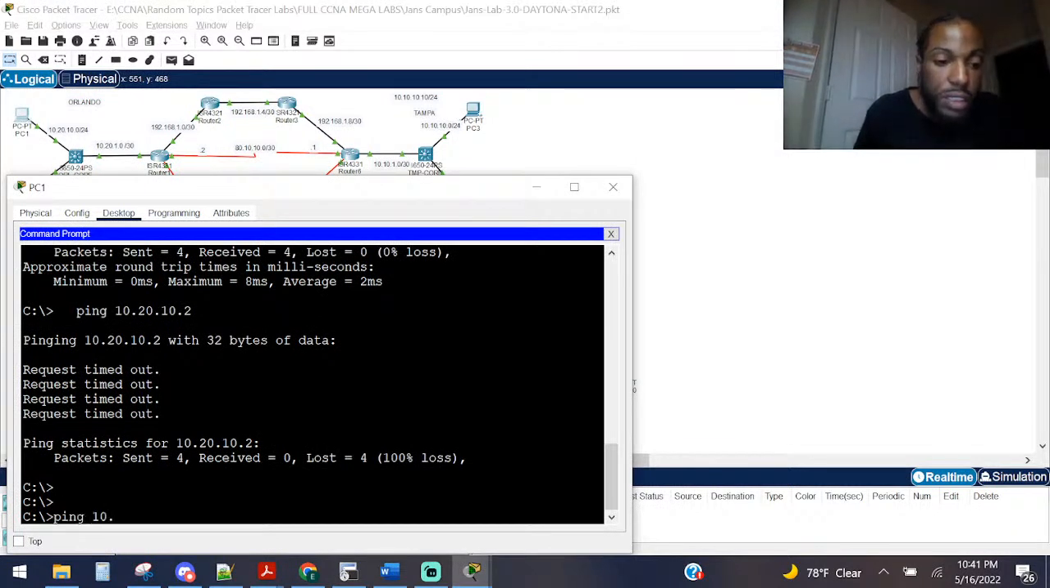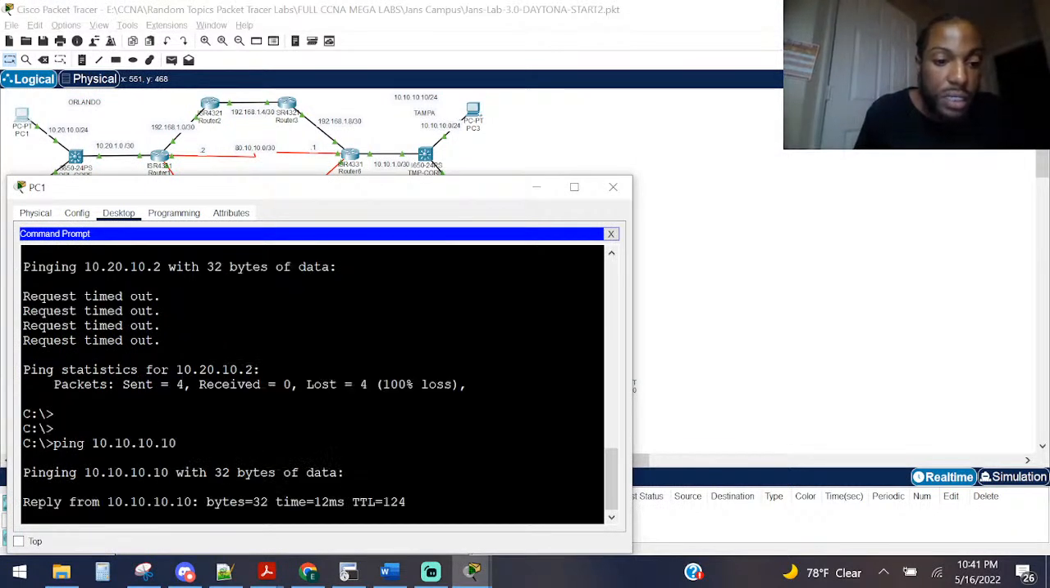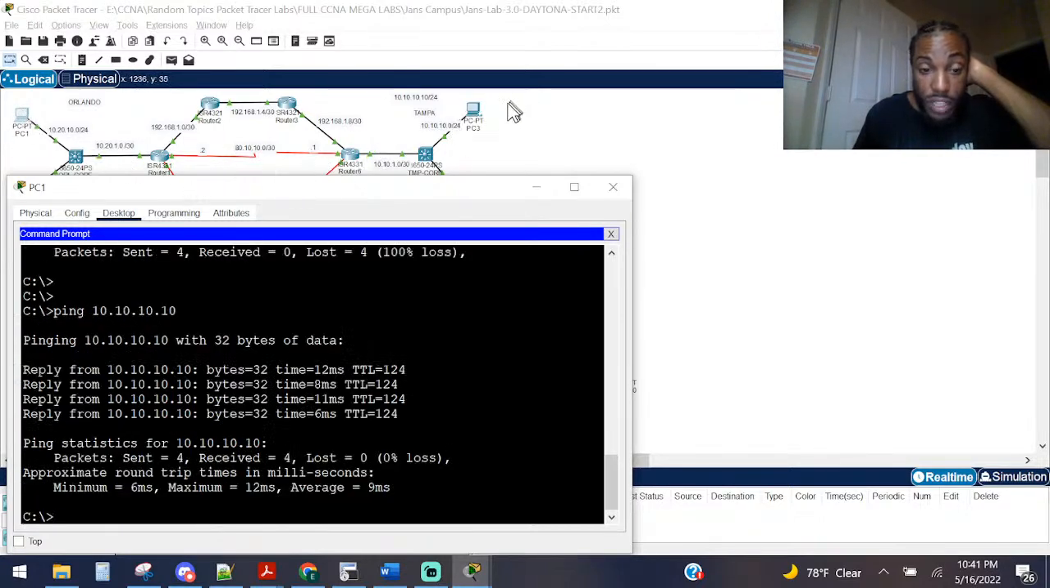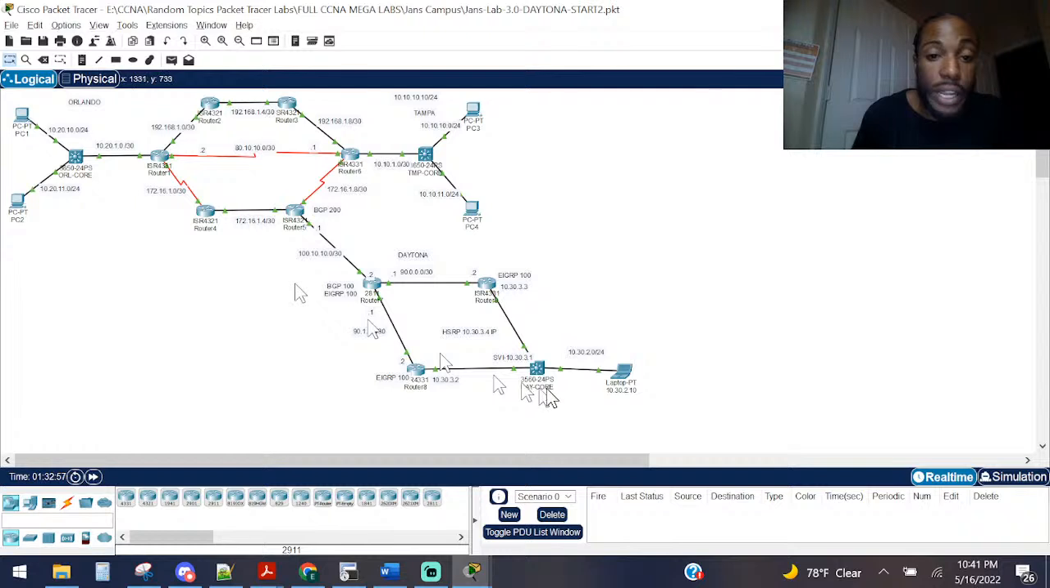Let's ping 10.10.10.10. Yeah, he can ping. So PC1 in Orlando can ping Tampa. But you said do a trace route to it. We're not trying to get to Tampa, we're trying to get to Orlando.